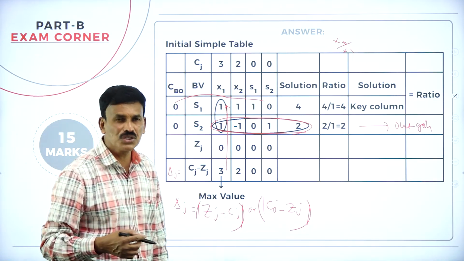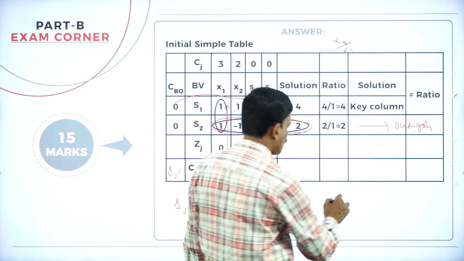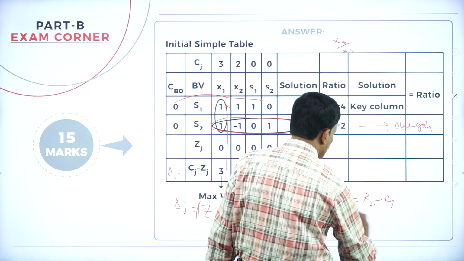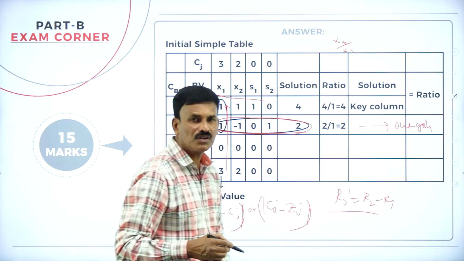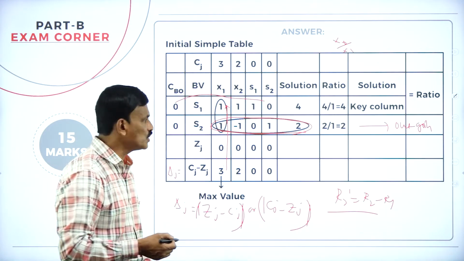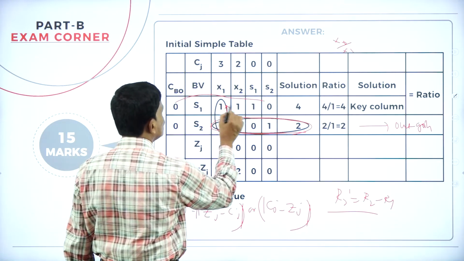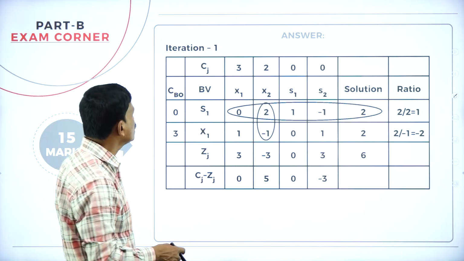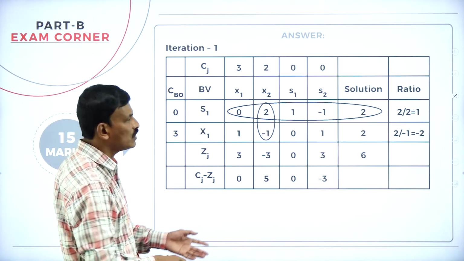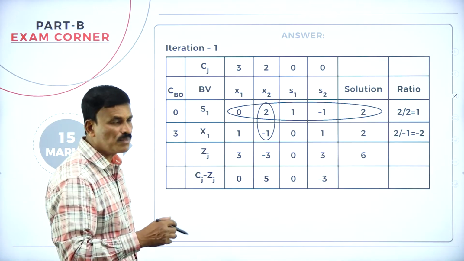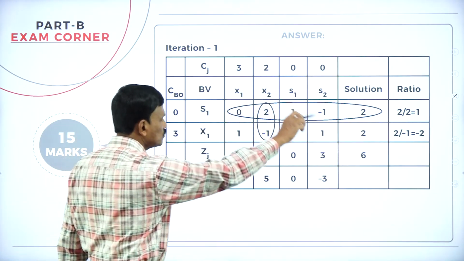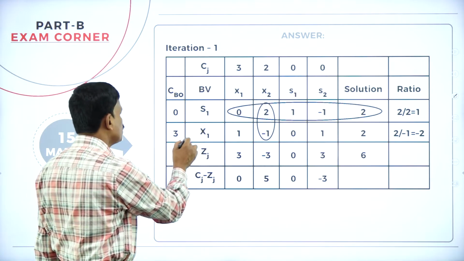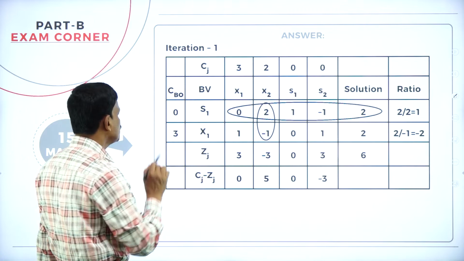For that, we are going to use the row operation, right? R2 dash is equal to R2 minus R1 and R1 dash is equal to R1 minus R2. Using that elementary row operation, let us convert this 1 to 0 and we can go for the next iteration. In the iteration, if you apply the formula R1 minus R2 is equal to 0, we are going to get S2 replaced by X1 whose coefficient is 3.